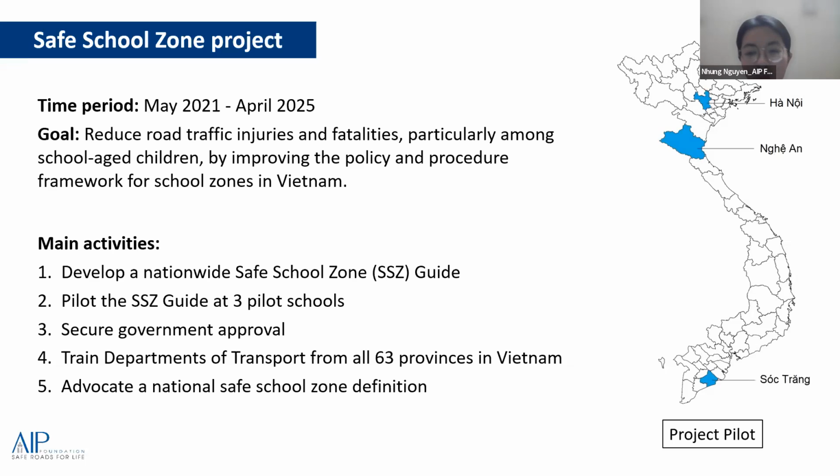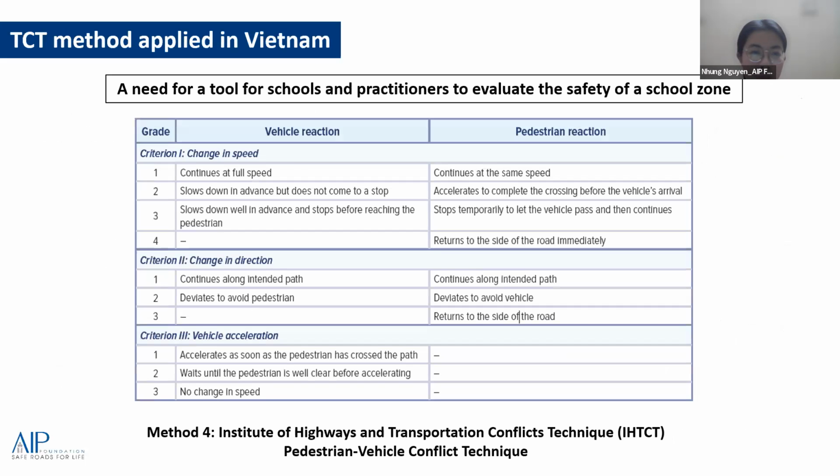One of our big milestones is that in September 2022, the Ministry of Transport issued the first edition of the guide as a legal reference document. It is a helpful resource for local authorities to assess and implement solutions to improve traffic safety conditions in the school zones. The guide was developed for not only the government, but also for the schools and other practitioners in the field who want to upgrade the school zones as well.